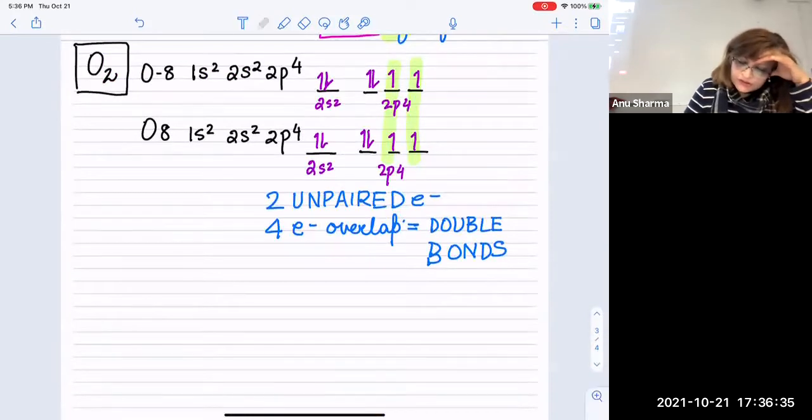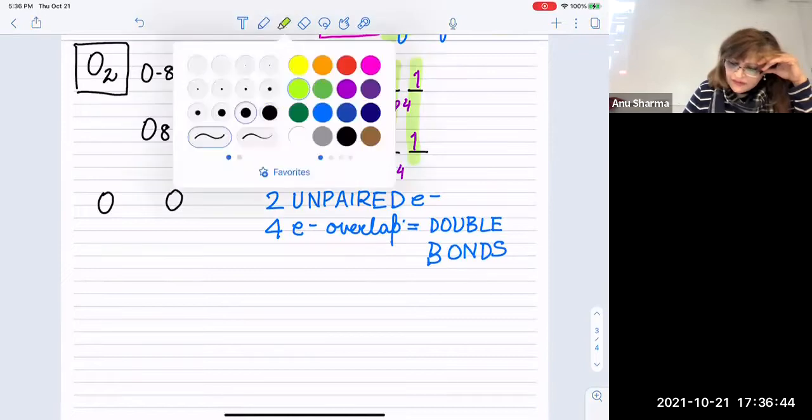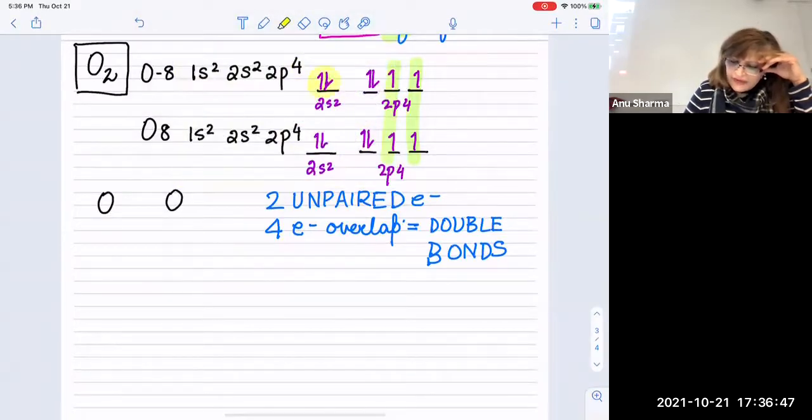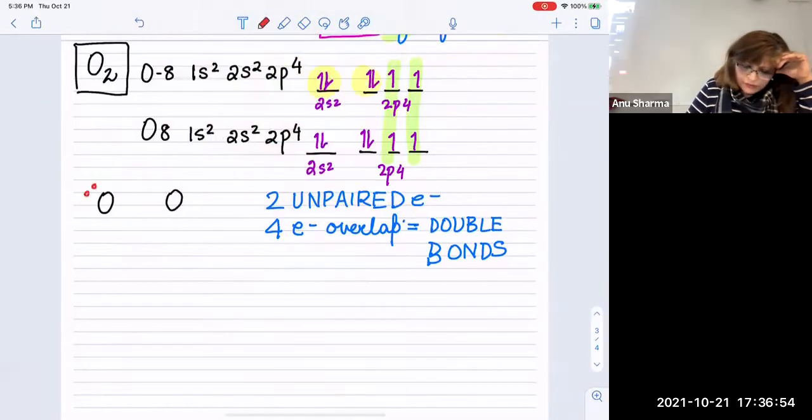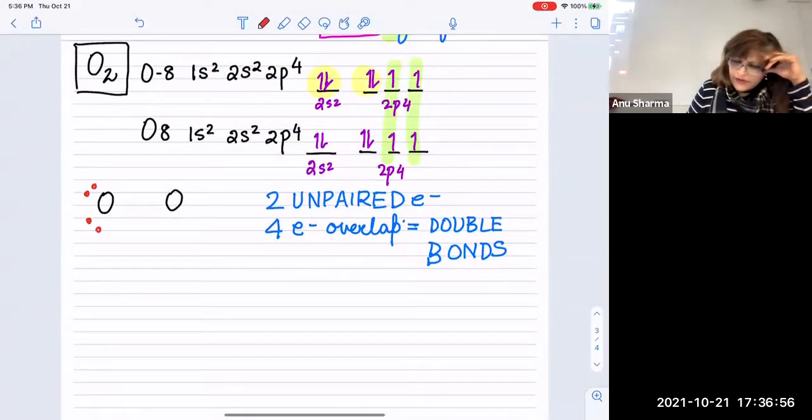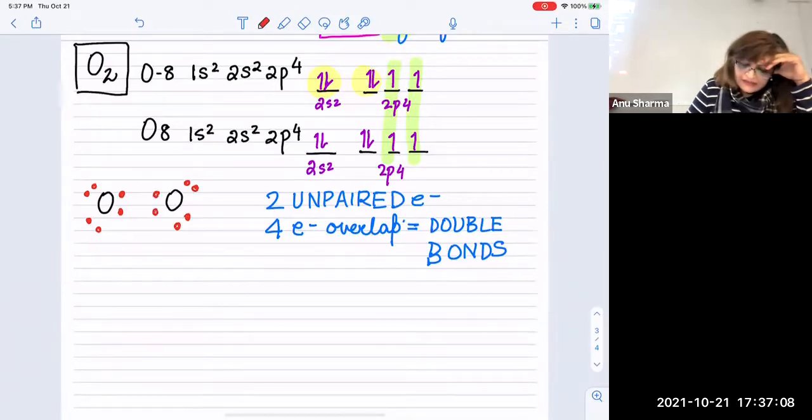Now, how to draw the Lewis structure of oxygen? Oxygen Lewis structure is, this is the other. So this guy and this guy are placed like this. 1, 2, 3, 4. And the unpaired ones are placed like this. You get that? This is one lone pair, like the paired. The other one is also paired. And now these guys are looking at each other.